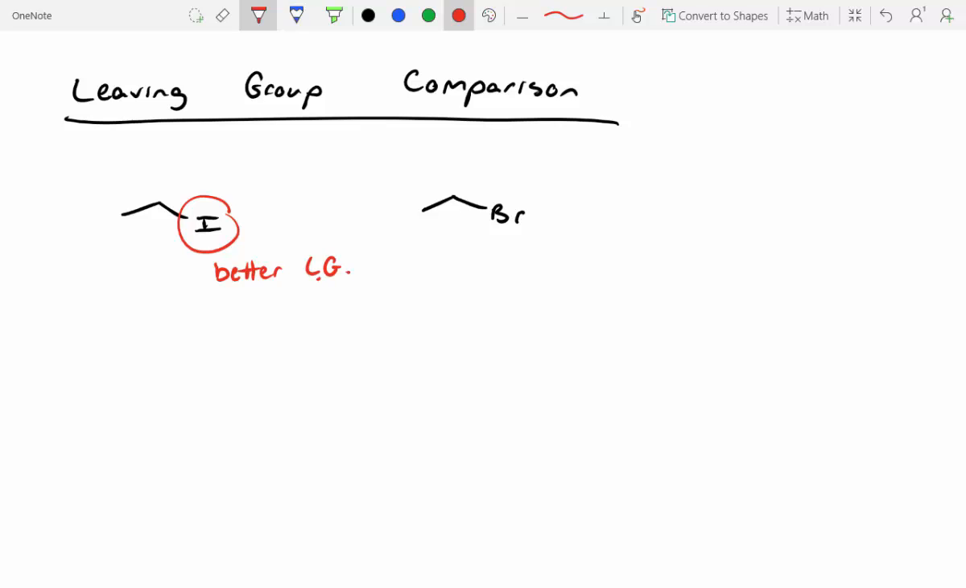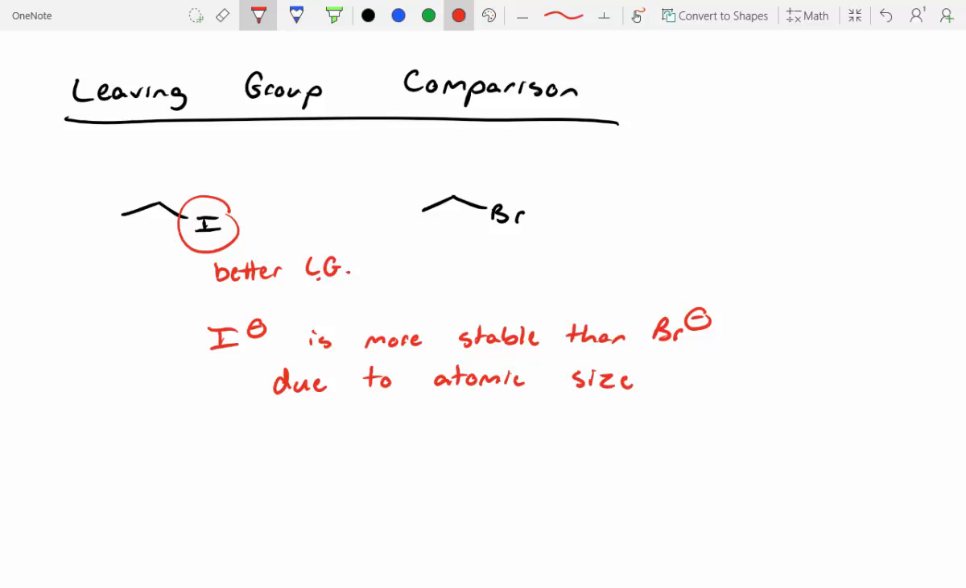Why do you guys think it's a better leaving group? More stable. Yeah, exactly. So we could say I minus is more stable than Br minus. Is that due to electronegativity or size? Yeah, due to size. All right, so that one's pretty easy. Let's try another one.